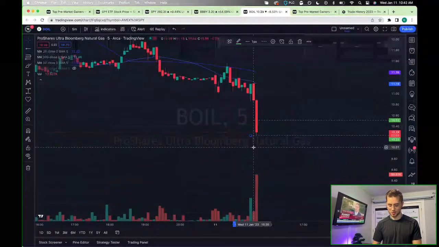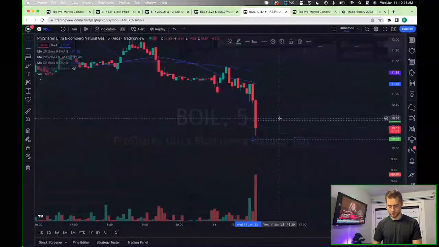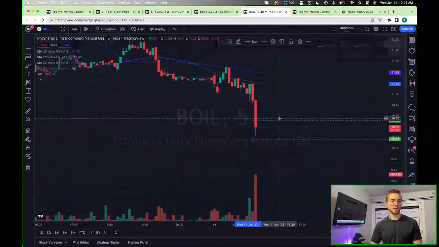Okay, I'm going to add to my BOIL ETF if we get a pierce of 10.15. Wow, what a collapse on natural gas. A pierce of 10.15 will add to our natural gas BOIL levered ETF, but this is crazy price action in natural gas. Tesla's collapsing. Let's flip back to the other ones.